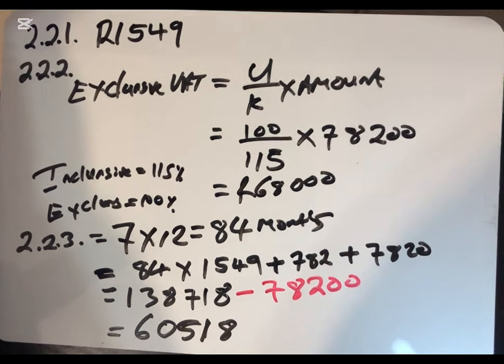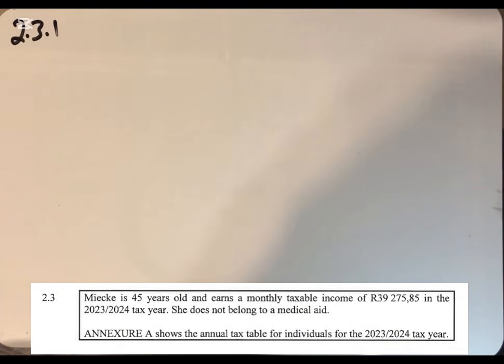Moving to the next question, people. Our next question is 2.3. Mikhail is 45 years old and earns a monthly taxable income of 39,275 and 85 cents in the 2023-2024 tax year. She does not belong to any medical aid. Annexure A shows the annual tax table for individuals for the 2023-2024 tax year. Use Annexure A and the information above to answer the questions that follow.